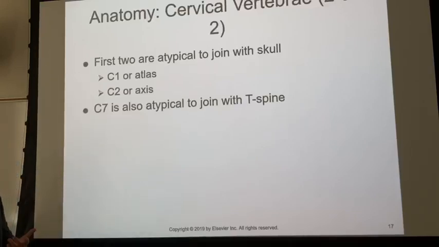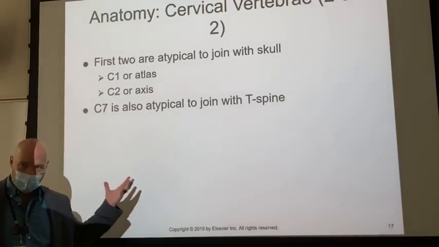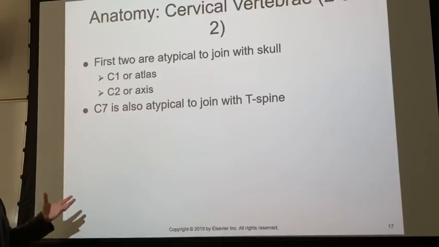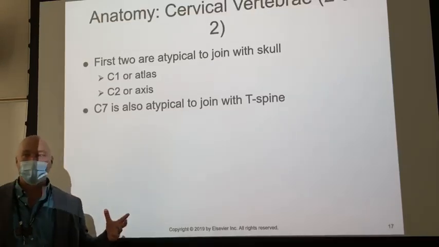C1 is called the Atlas. In Greek mythology, the god that carries the world around on his shoulders, that's his name. All right, so C1 is the Atlas. It carries the head. And then the axis is C2.